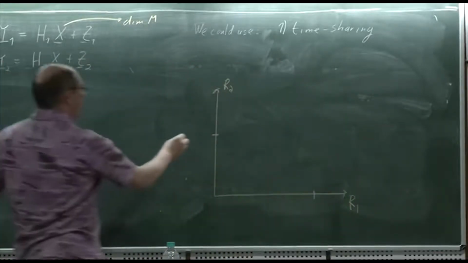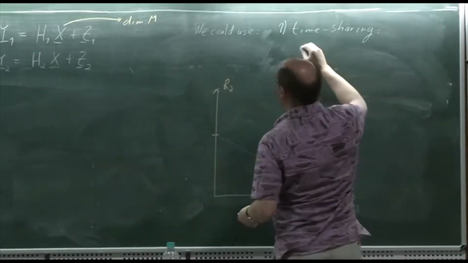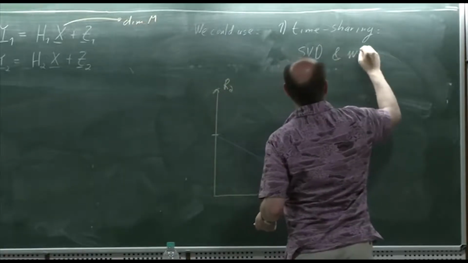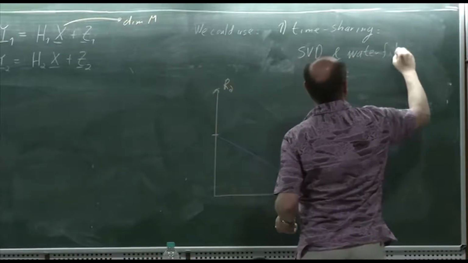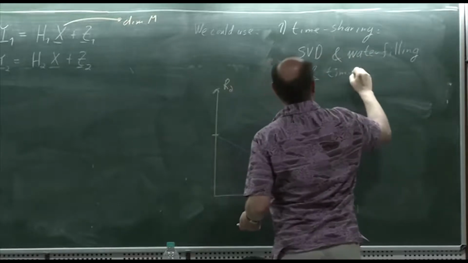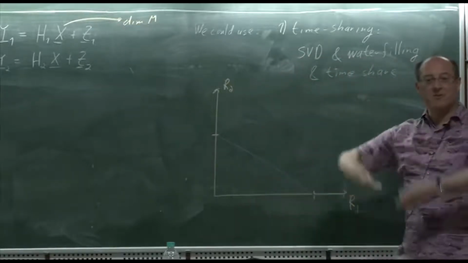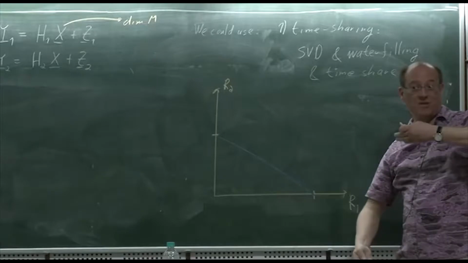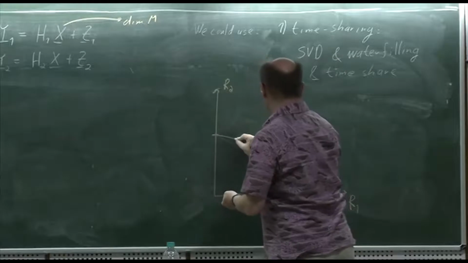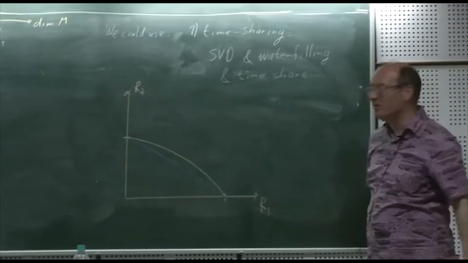So it's time sharing. The idea here is SVD, singular value decomposition, and water filling, and time sharing. And as you might guess, I can also now do time sharing with different power levels on 2 time slots, and then I can get a bigger rate, right? So I can do a more sophisticated time sharing, which might get rates like this. It's interesting to think about, right? It's not quite so simple. Already there, it's not so simple.